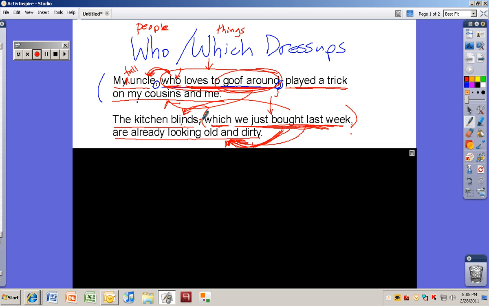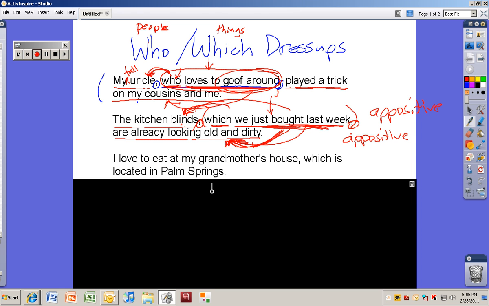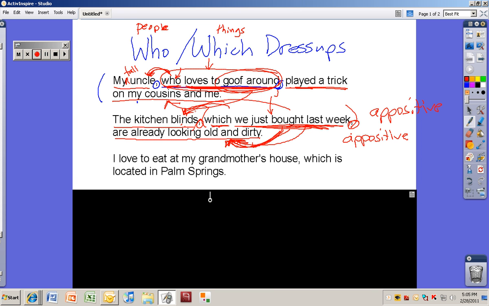And again, notice that the who which clause begins and ends with a comma. That who which clause is set apart in a sentence with a comma on each end. This is called an appositive. An appositive means a side thought in the sentence. This is a side thought that goes into a little bit more detail about the kitchen blinds. All right, let's take a look at a couple more examples.